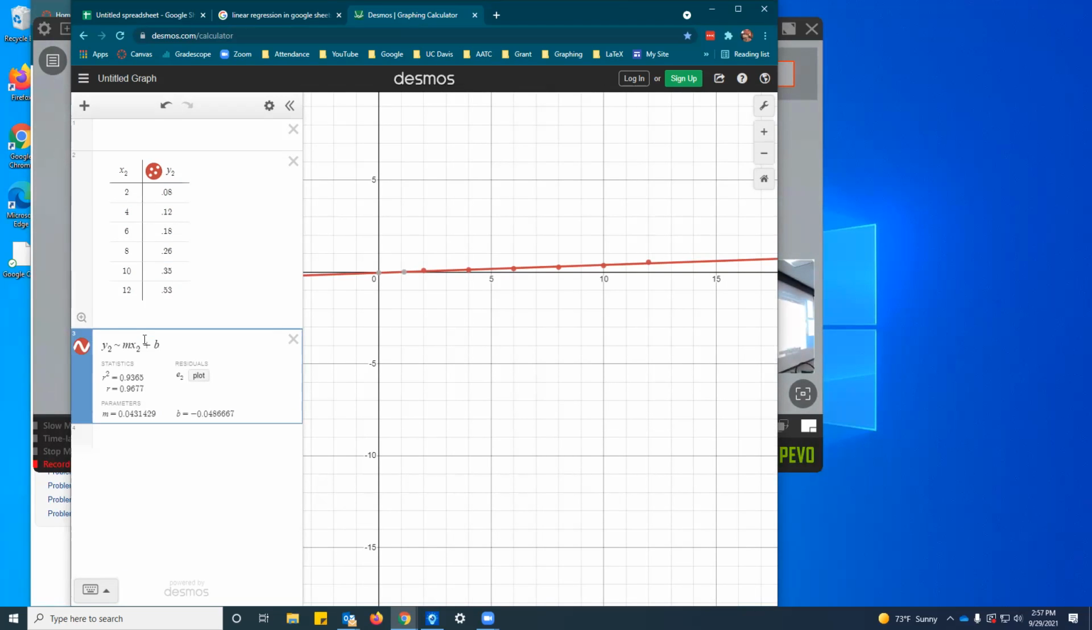So what's the measure of fit? What tells us if we've got a good fit or a not good fit? R and R squared. The closer to 1, the better the fit. And that's pretty close, right? I mean, 0.9677 is a pretty close number to 1.